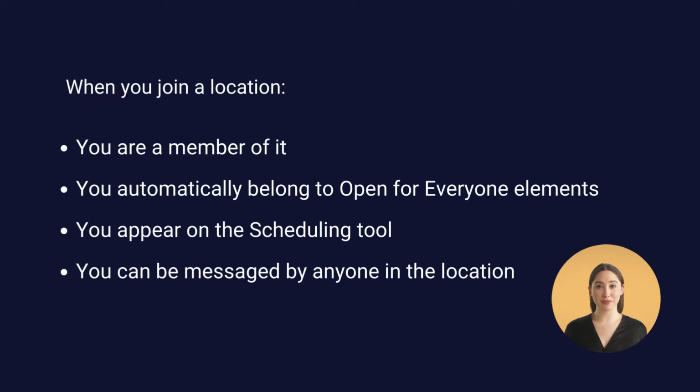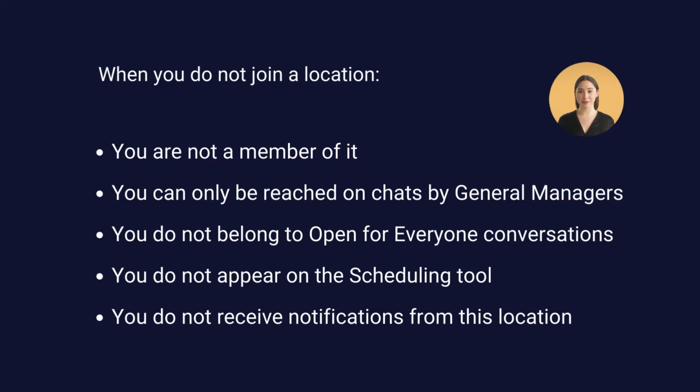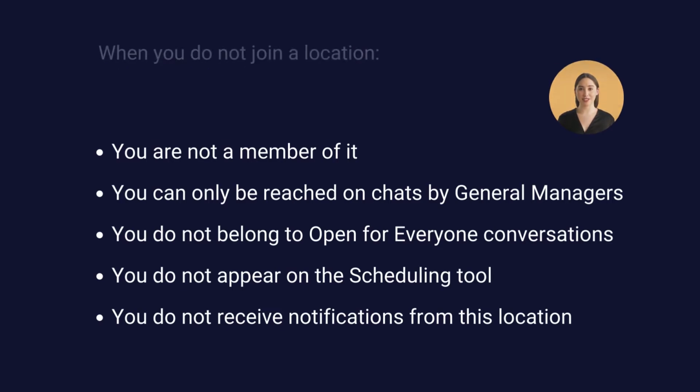When you are associated with a location, you participate in it like any other member. You belong to Open for Everyone elements, you can be assigned shifts, and you can be reached on chats by the location's members. Some of the time you may want to be alienated from a location for different reasons. The alienated owner can only be reached on chats by general managers, does not belong to Open for Everyone conversations, does not appear on the schedule list, and does not receive notifications from this location.